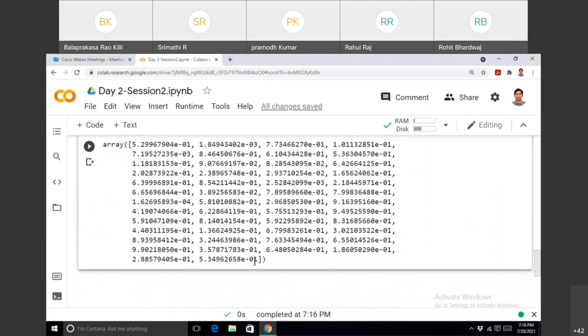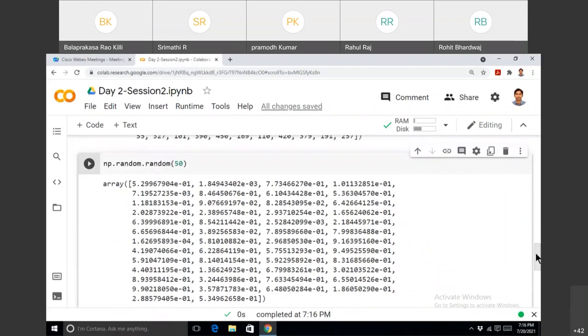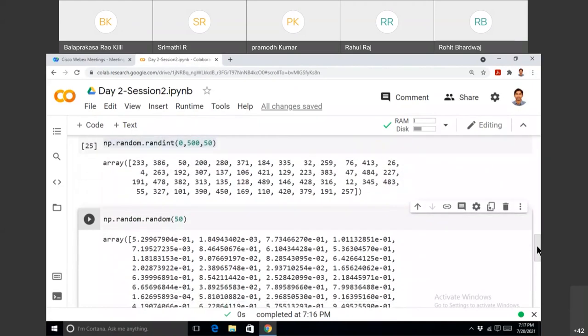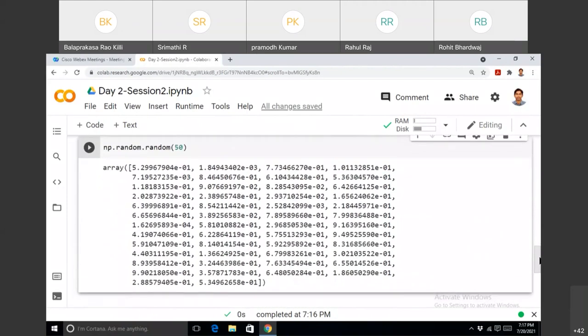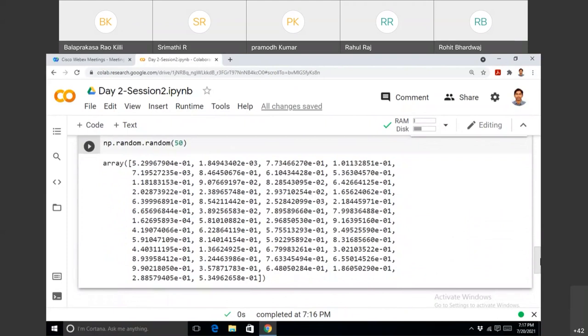You see, they are in the form of power of 10, 5.34 into 0.1. That means this is 0.534. This is 0.357. This is 0.324 and so on. So we have generated integers. We have generated floating point numbers between 0 and 1. Now, can someone tell me how to generate floating point numbers within any range? Random floating point numbers, not between 0 and 1, but 0 to any range. How to generate?